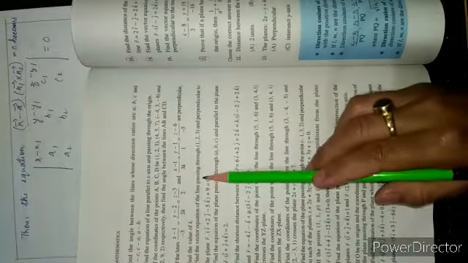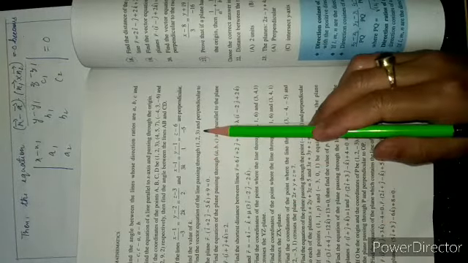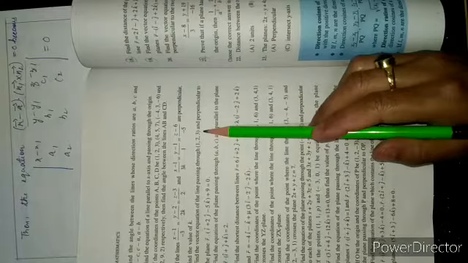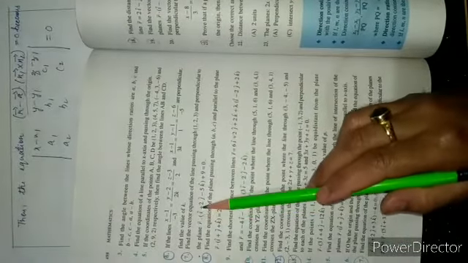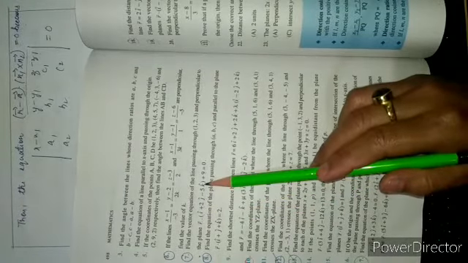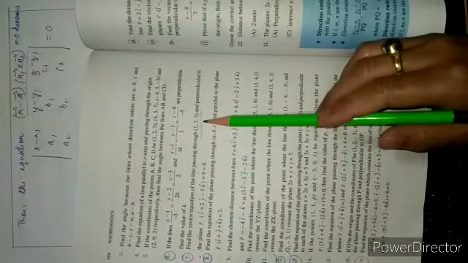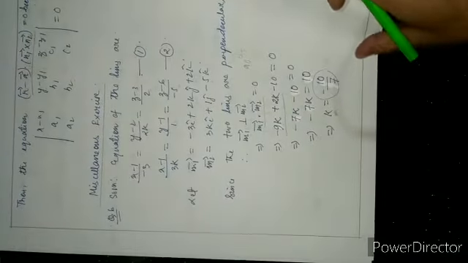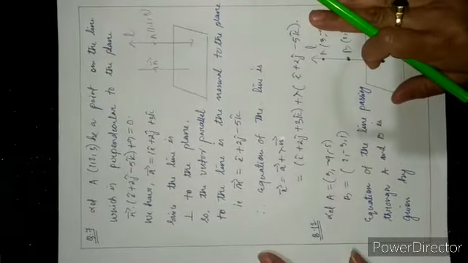Question number 7. Find the vector equation of the line passing through 1, 2, 3 and perpendicular to a plane. Equation of the plane is r vector dot i cap plus 2 times of j cap minus 5 k cap plus 9 is equal to 0. Given the equation of the plane, we need the equation of the line, which is passing through a point and is perpendicular to the plane.